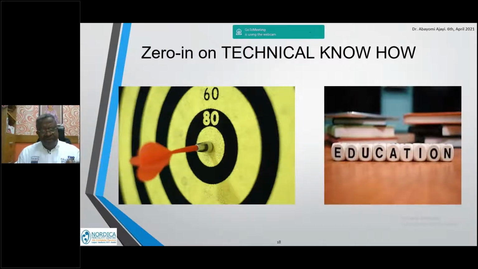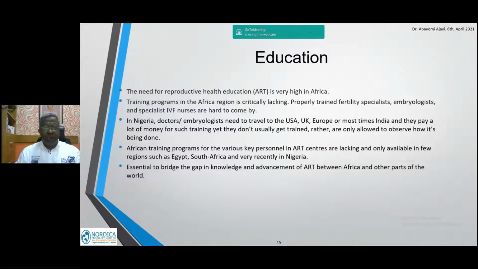Now, let's zero in on some specific things. One of the things I want to zero in on is technical know-how. We need to solve some of these problems. The need for reproductive health education, ART, is very high in Africa. Training programs in Africa are critically lacking. Properly trained fertility specialists, embryologists, and specialist nurses are hard to come by.